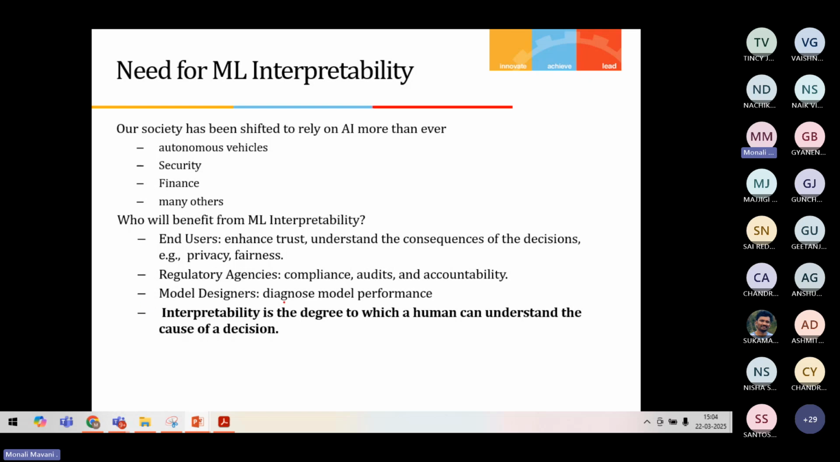So yes, model designers, all, but why are we making certain decisions? If you are an ML engineer and you want to convince others why you have made this conclusion, or you have come to this interpretation, for that you should be able to explain the ML model's results.